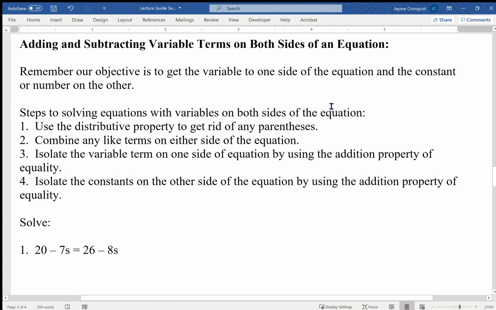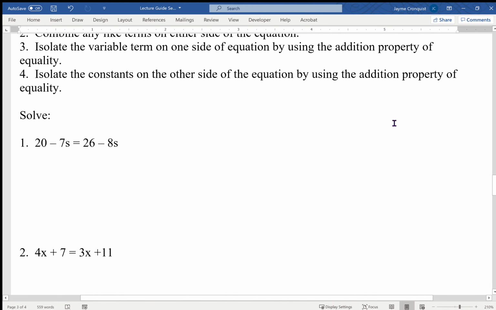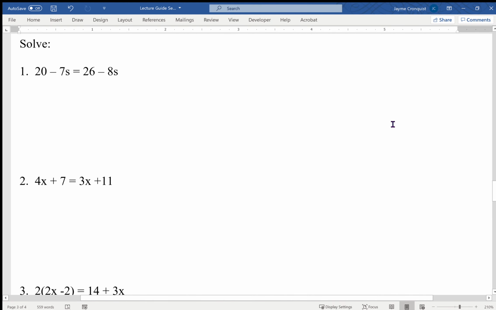Adding and subtracting variable terms on both sides of an equation. Remember, our objective is to get the variable on one side and all alone. So sometimes they give it to you on both sides, and so you have to do the same thing we were doing with constants, but now with our favorite variables. All right, so let's see how this works. I want a non-negative, so I'm going to add this in such a way that I end up with a negative. So if I add 8s to both sides, I'm going to get an s on this side, and it goes away here.